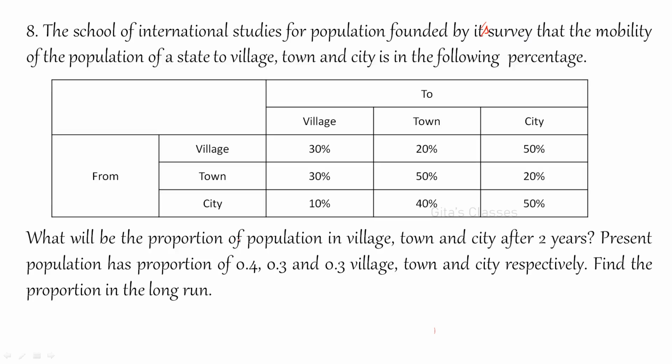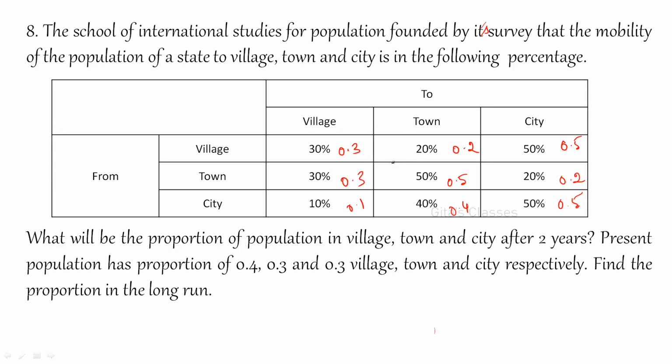And the eighth question, the last question, is from stochastic process, Markov process. The School of International Studies for Population found in its survey that the mobility of the population of a state to village, town and city is in the following percentage. So here what is the transition matrix: 0.3, 0.3, 0.1. Here because it is 30%, I am writing it as 0.30. You can write 0.3. Similarly, this is 0.2, 0.5 and 0.4. Here 0.5, 0.2 and 0.5. This is the transition matrix.